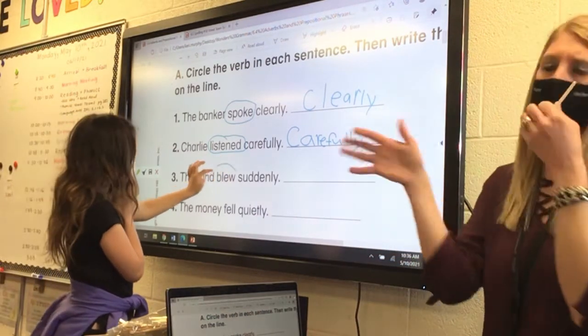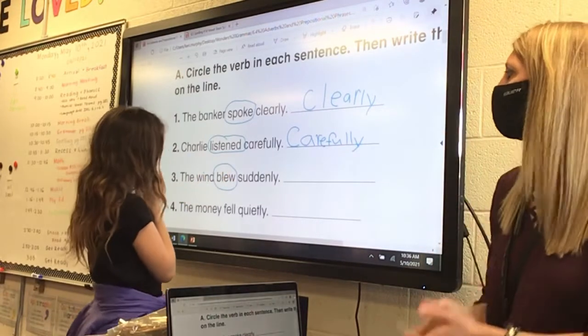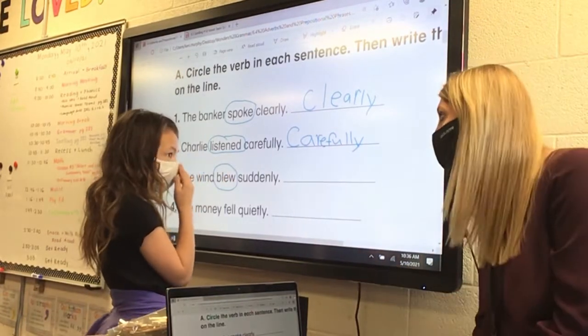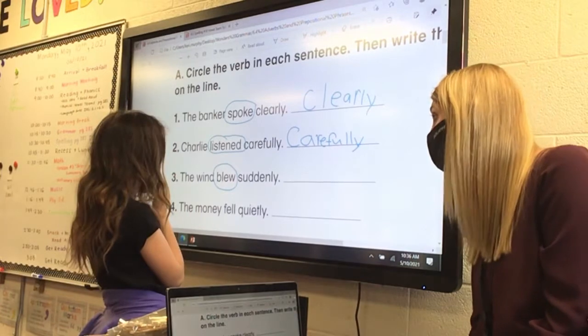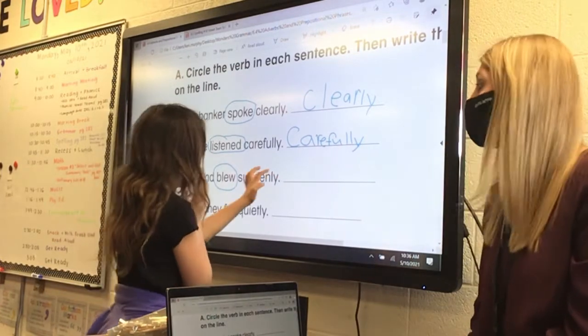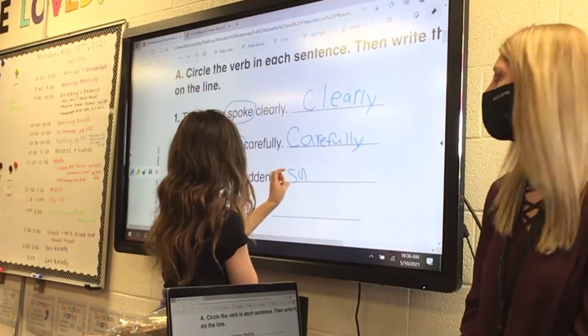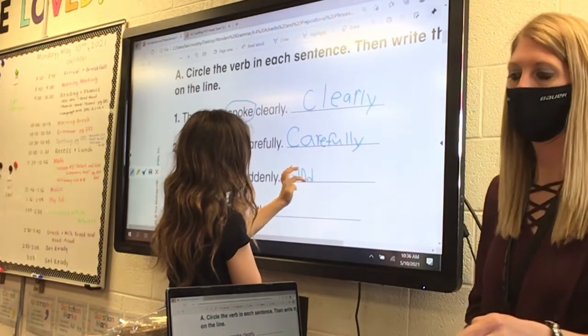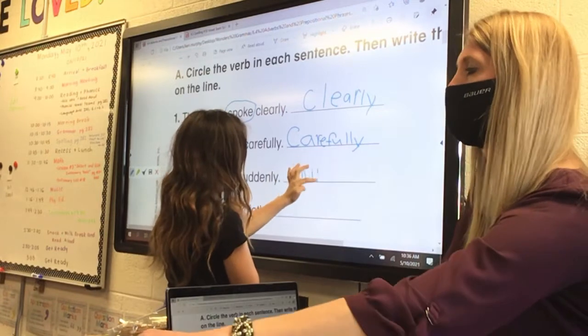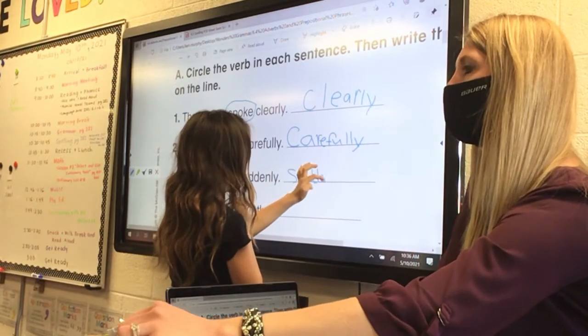Yeah, it's blowing. It blew. Blew is in the past tense. And then how is it blowing? Or when? Suddenly. Good job. So suddenly means all of a sudden, it started to blow. So suddenly. It feels nice. I know.